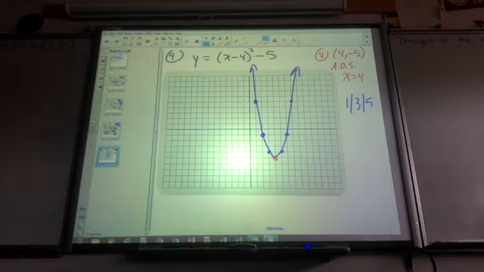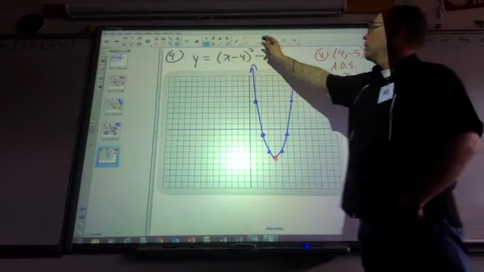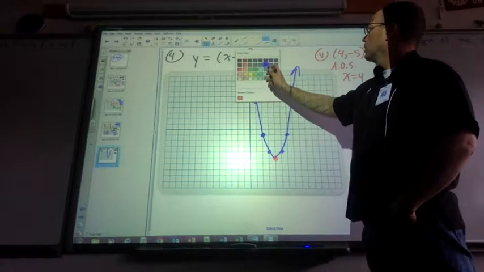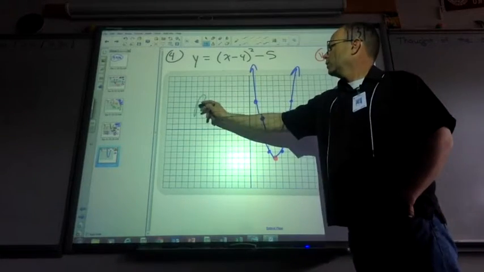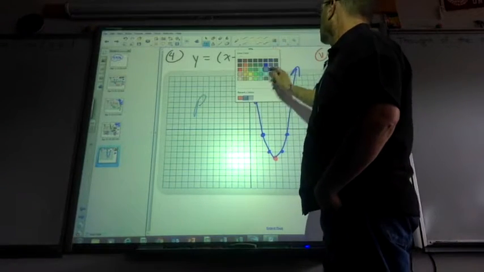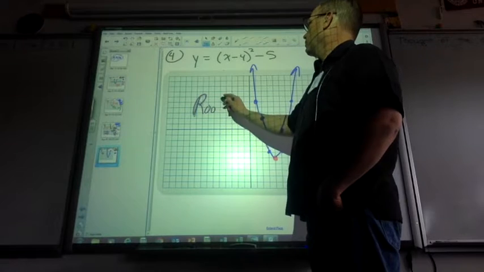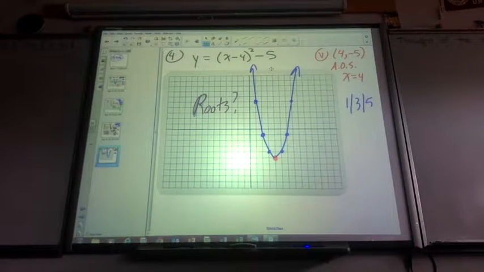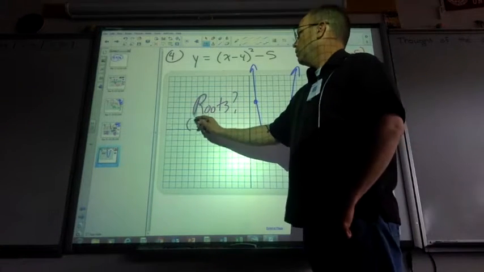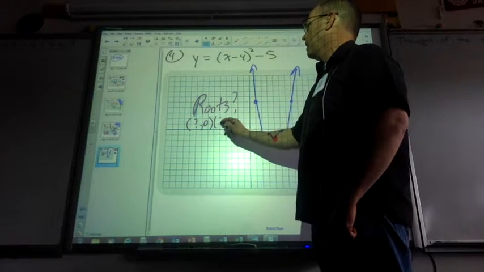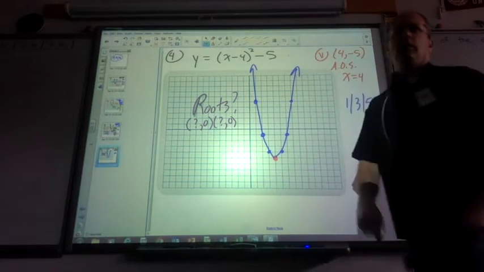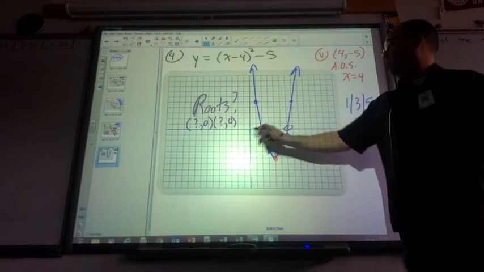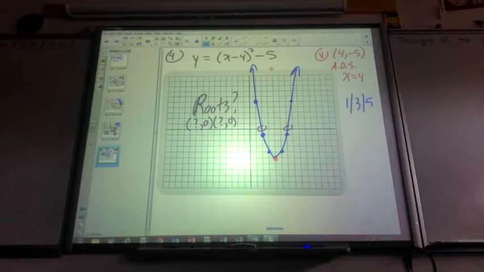Okay. So let's answer this question real quick. Roots. Question mark, comma, 0, and question mark, comma, 0. Again, what does that tell us? That tells us that we know that it crosses the x-axis, but we don't have the exact answer at this point. Is that all right?